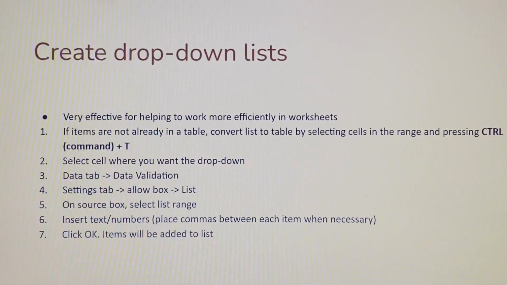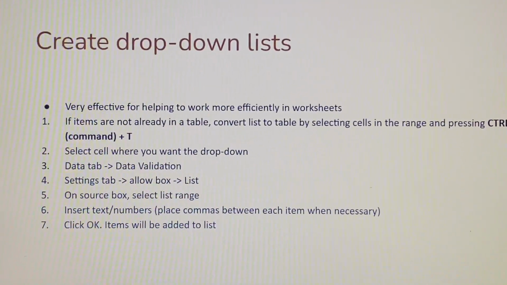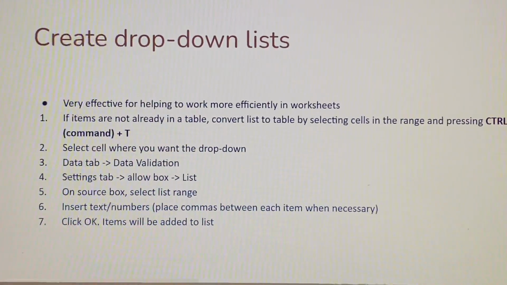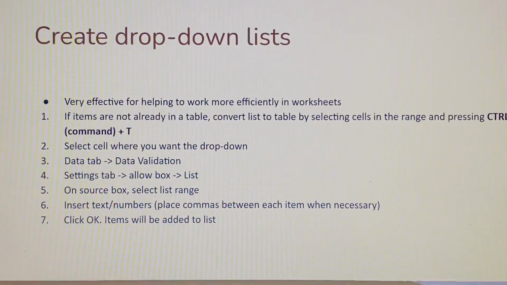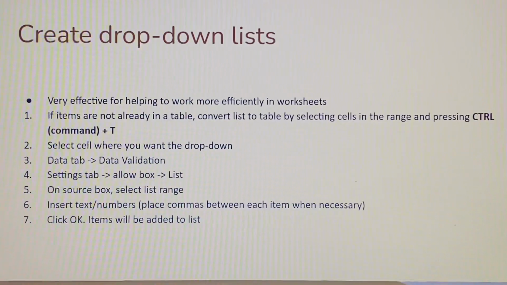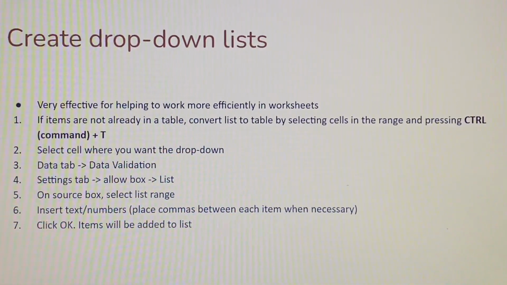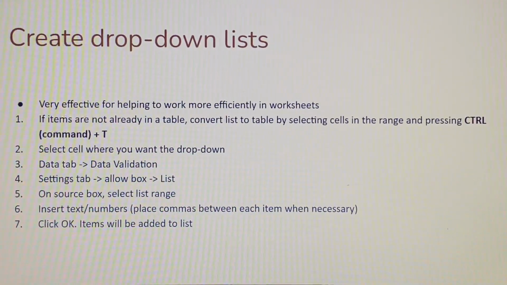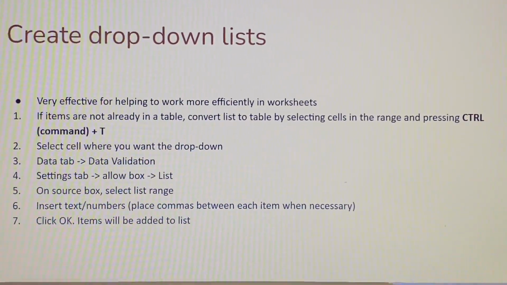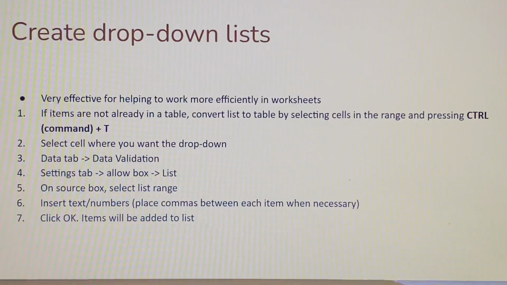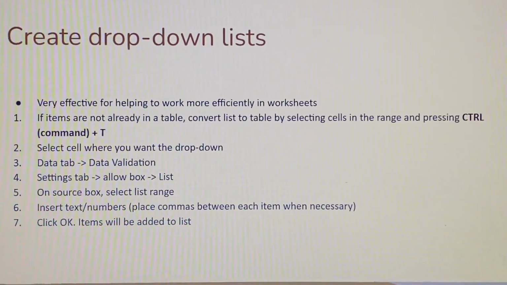So next is creating drop-down lists. And these are very effective for helping to work more efficiently in worksheets. So if your items are not already in a table, you're going to convert a list to a table by selecting cells in the range and pressing Control, or Command if you're on a Mac, and T.